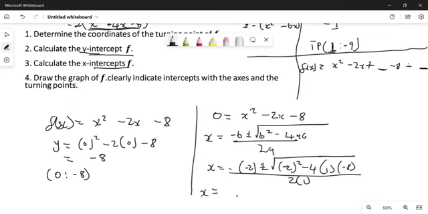And then it says x1 is going to be 4. We can do it this way, you know. And then x2 is going to be minus 2. Then we are going to have 4 is to 0, and then minus 2 is to what? Is to 0.